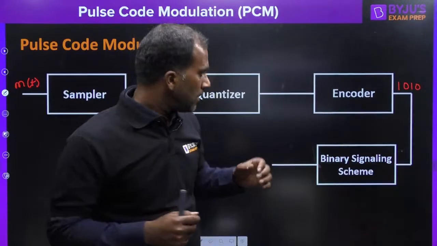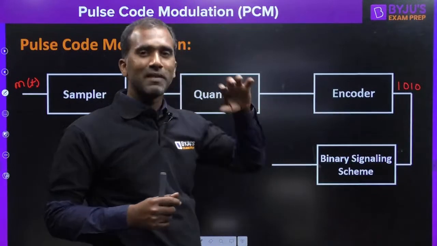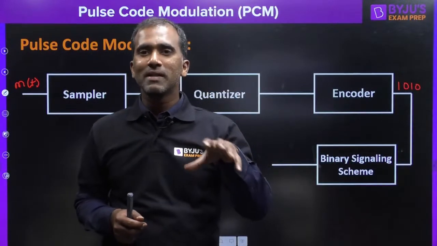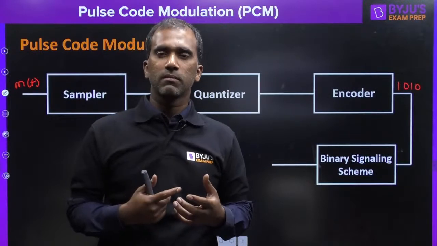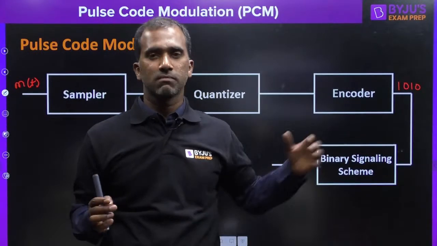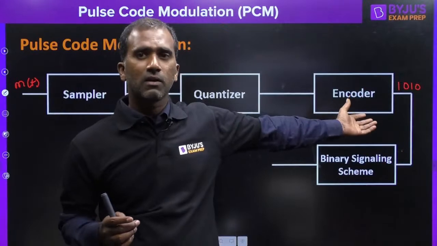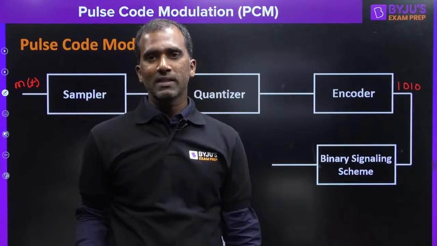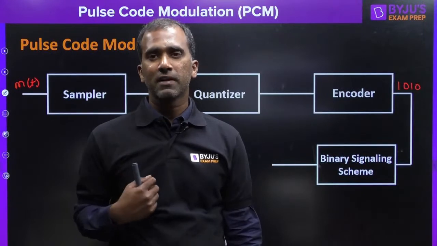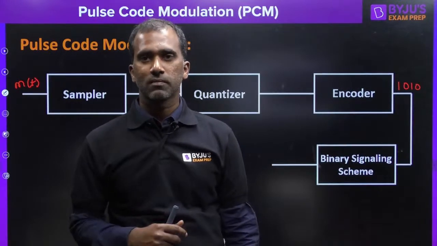Even in memory, we store bits as voltages only, because that is how we store them. If we want to communicate also, we are going to convert these bits into voltages only, because electrical voltages are a convenient way for us to communicate or store.